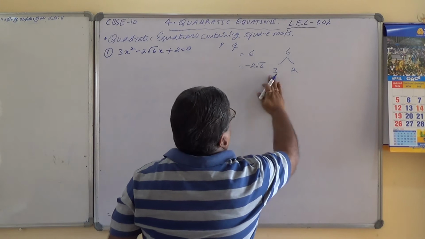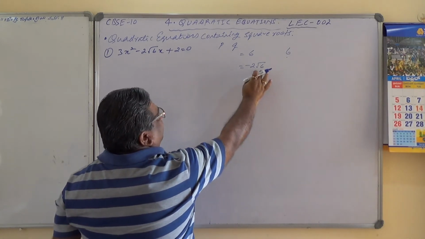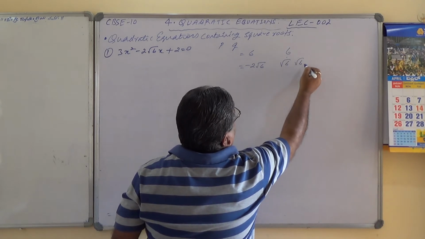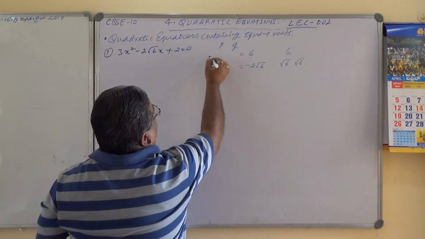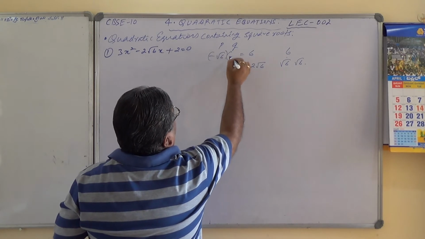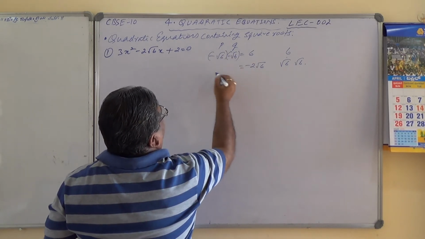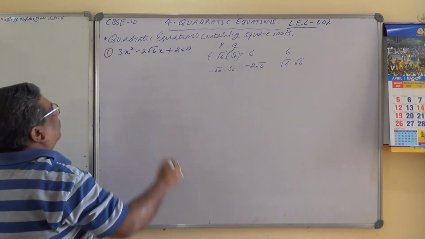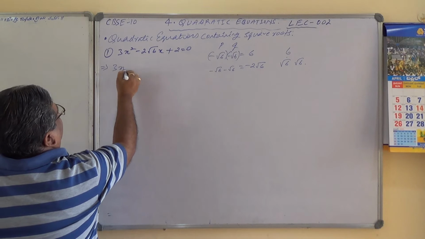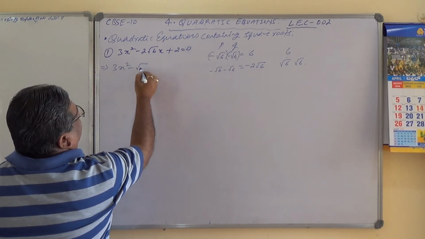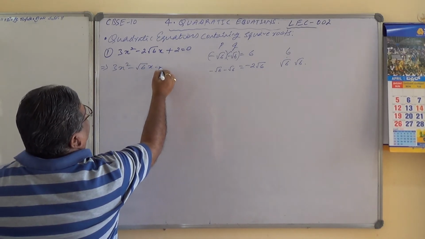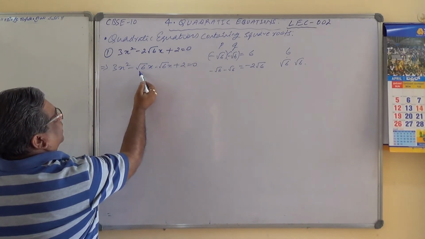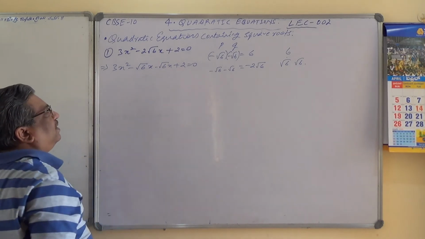Or you can also do it this way rather than this. I want it in terms of root 6 here. Why can't we factorize root 6 as root 6 into root 6? Possible. So minus root 6 into minus root 6, and here it is minus root 6 minus root 6. It is quite simple now. So implies 3x square minus root 6x minus root 6x plus 2 equals 0. Minus root 6x minus root 6x is minus 2 times root 6x.